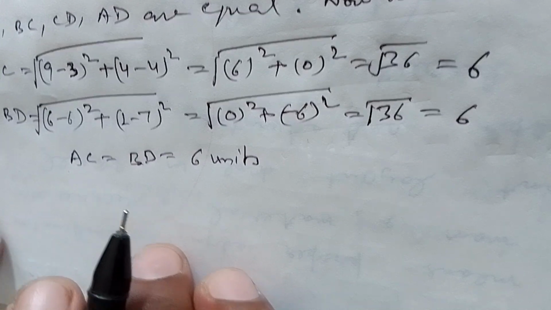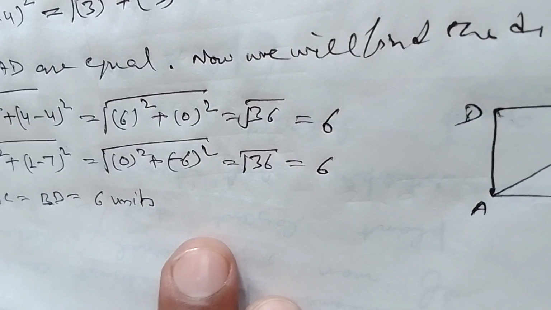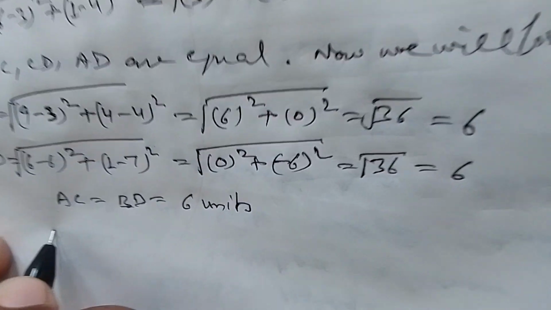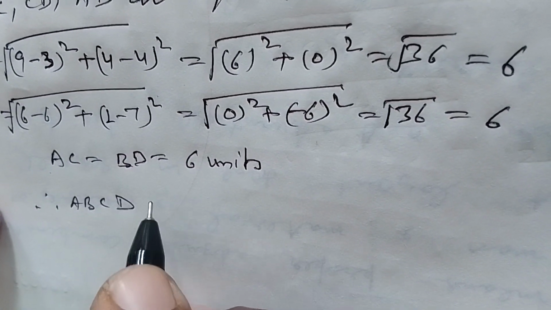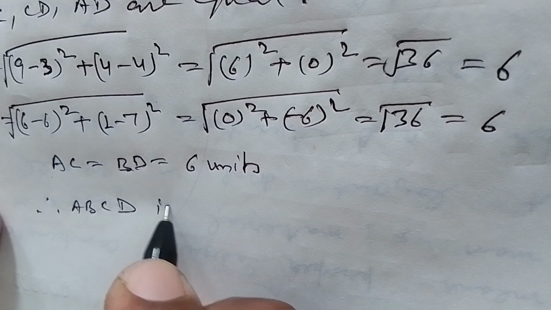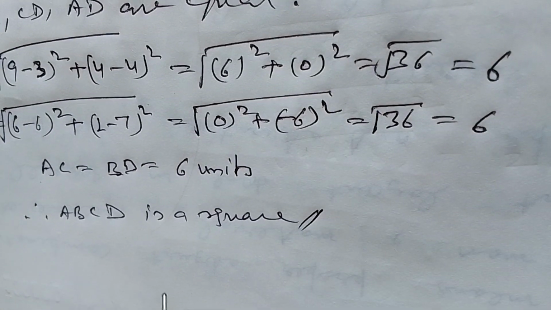from the question's answers we can say that rectangle ABCD is also a square. This is a square, ABCD is a square. So this is the answer of the fifth question.